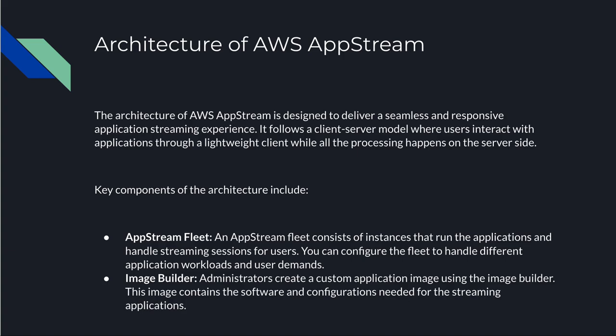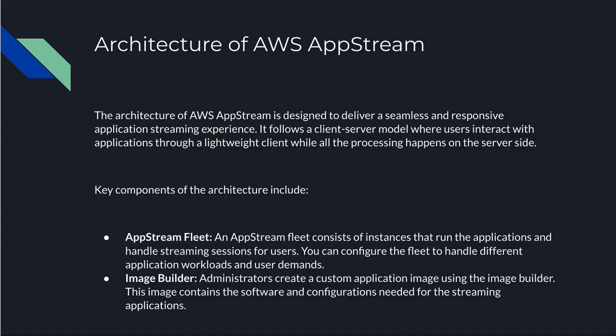So now, what are the key components of the architecture of AppStream? So the very first thing is the AppStream fleet. Now, what is this AppStream fleet? An AppStream fleet consists of instances that run the applications and handle the streaming sessions for the users. You can configure the fleet to handle different application workloads and user demands.